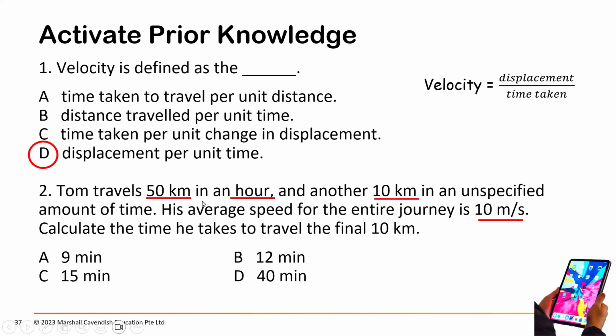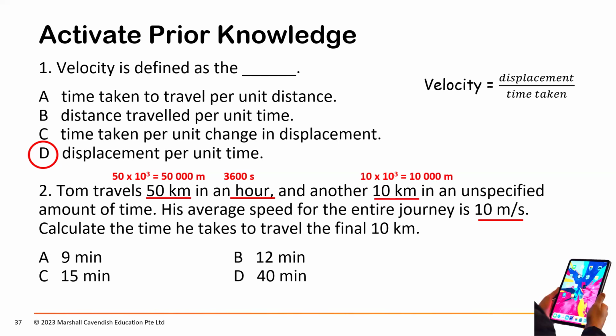So the first one, 50 kilometers, if I were to change it to meters, we know the prefix kilo means 10 to the power 3, so it'll be 50 times 10 to the power 3, which is 50,000 meters. 1 hour is 3,600 seconds, and then 10 kilometers will be 10,000 meters. Okay, then the only information that they give you is the average speed.